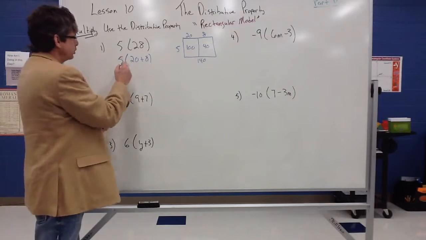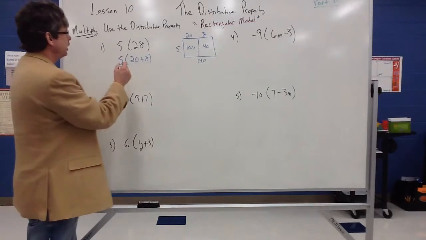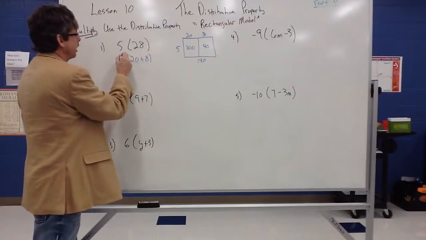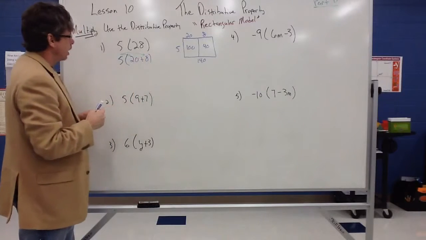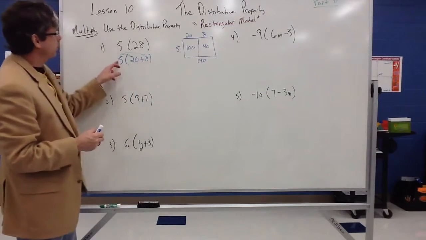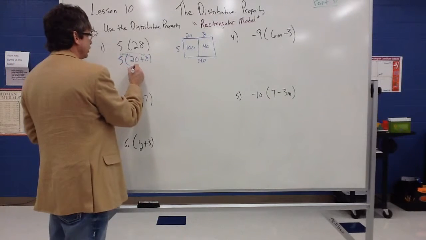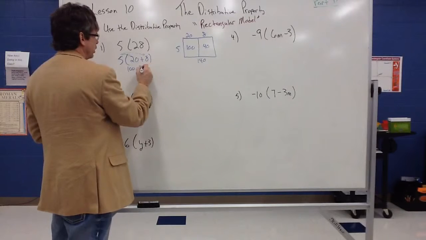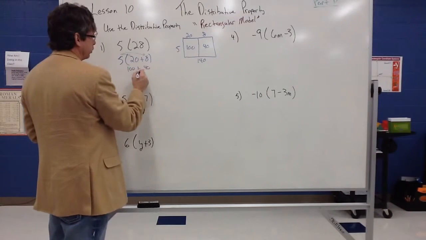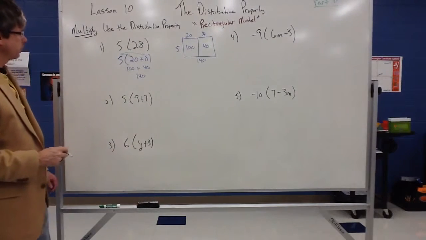What you're essentially doing, though, is multiplying each term by this outside piece. So I'm actually multiplying this 5 to both pieces. So I'm distributing the 5 through both of them. So 5 times 20 would be 100, plus 5 times 8, which would be 40. 100 plus 40 would be then 140. So that's how it kind of looks.